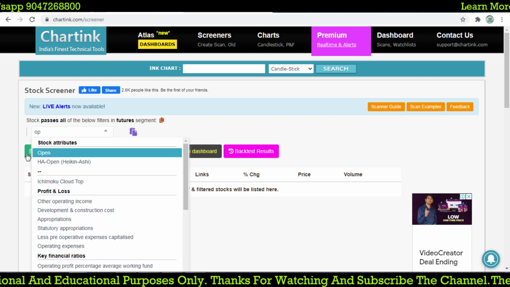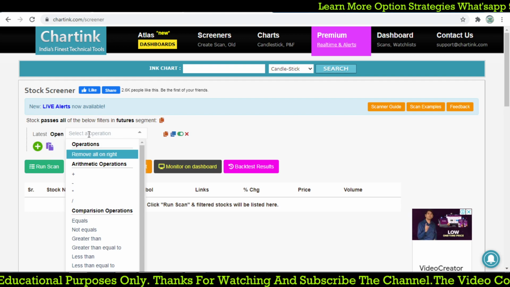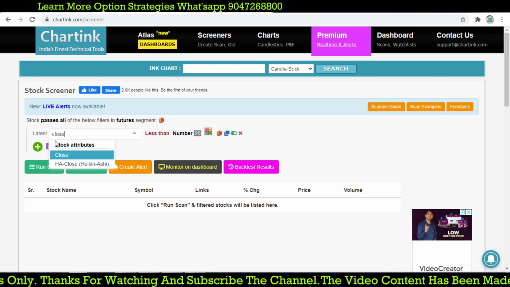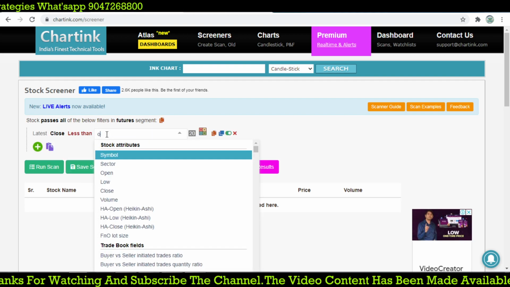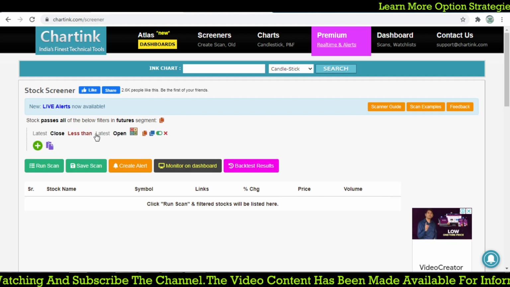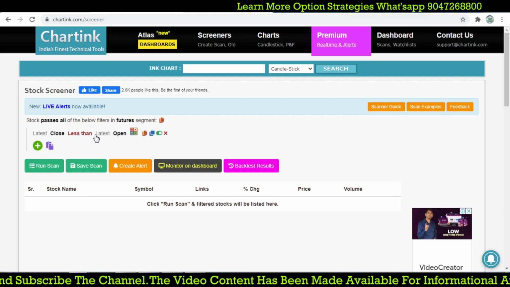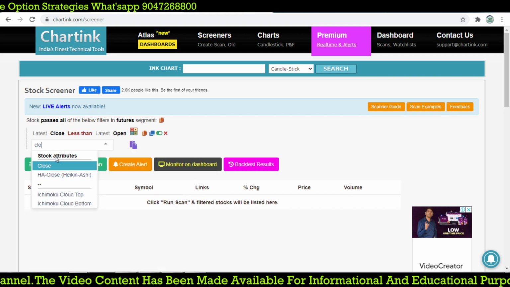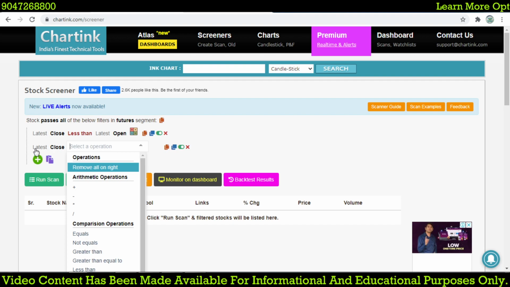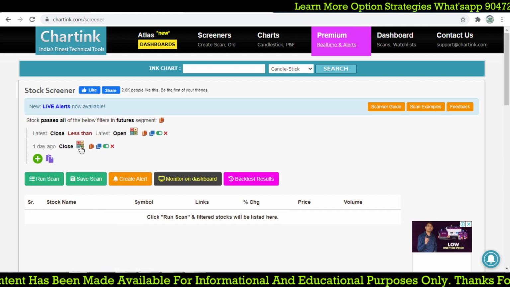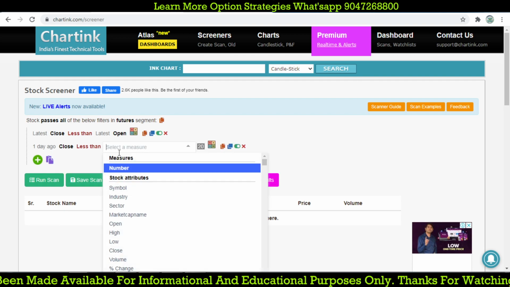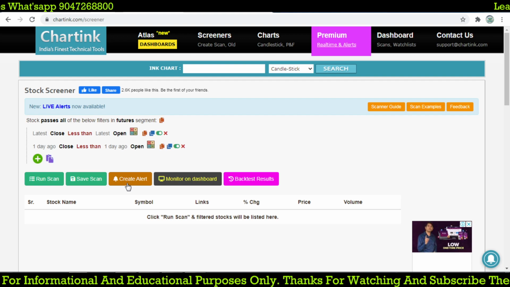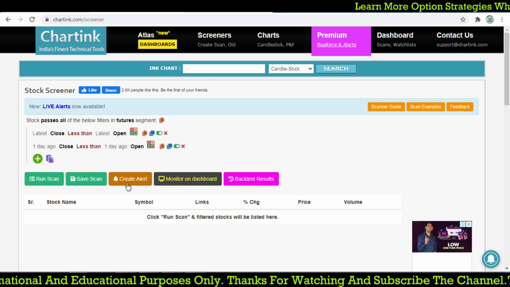The close of the first candle is less than the open of the first candle, so it should be red in color. Yes, a red candle. And the previous day's candle should also be red, so we are expecting two days of red candles. The close of 1 day ago is less than the open of 1 day ago. Now we are filtering for those two candles being red.